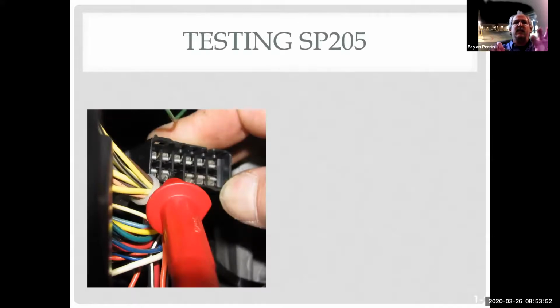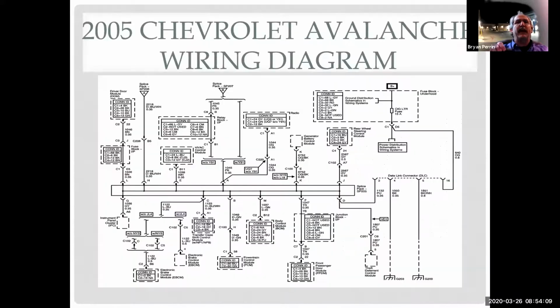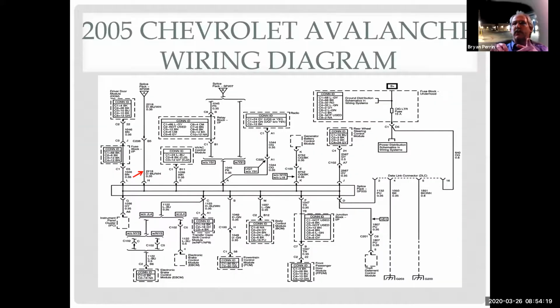So we disconnected the splice pack and we pinned around through and we found that one of the pins had 11 volts. So now we're going to want to go back to the wiring schematic and see where that wire goes. So I went back to the wiring schematic and pin H is the pin that had the voltage, which is right there. And it goes to splice pack 206.